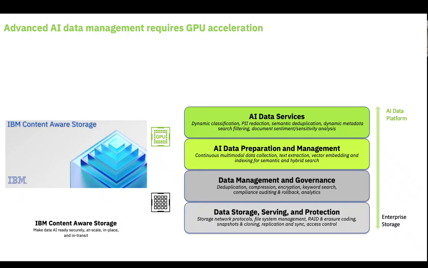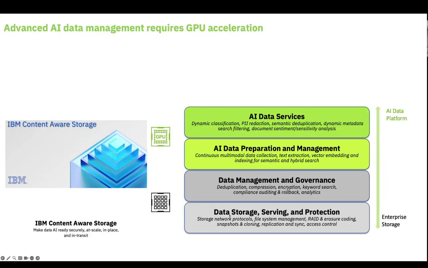The second part of it is how do you prepare this information? How do you manage this data in terms of running some information extraction, trying to generate some different embeddings for search? The third level of things is how do you bring the management and governance part of it, where you do compression, encryption, compliance, audits, rollbacks, and stuff. And finally, how do you bring in storage, serving, and protection? So these are the four high-level verticals that NVIDIA says are required to create a good data platform for AI factories.